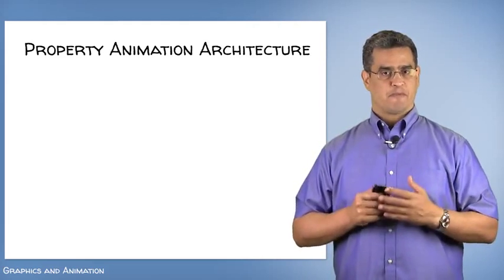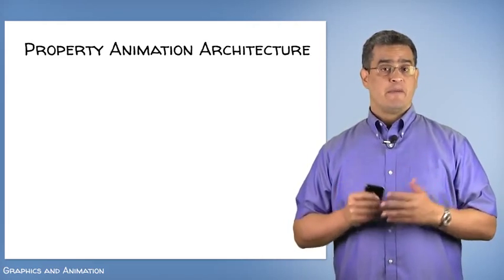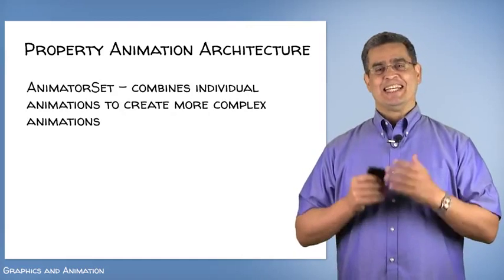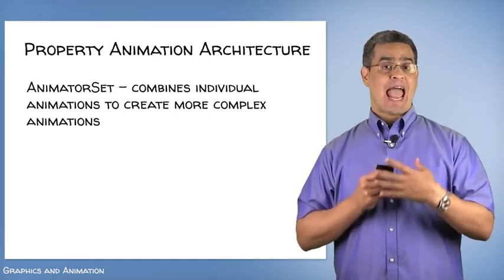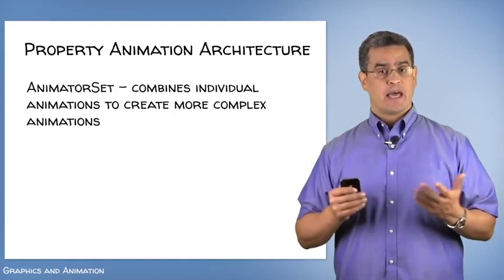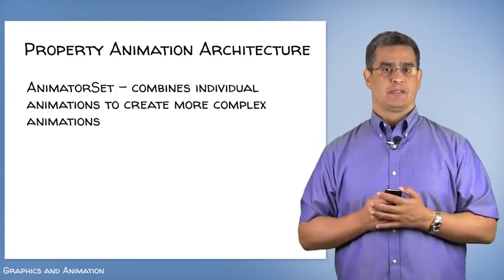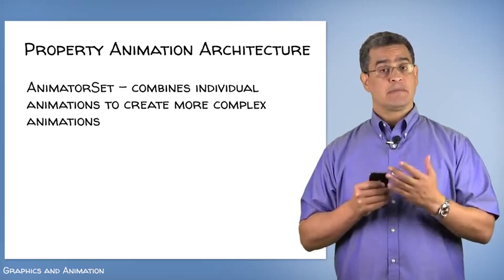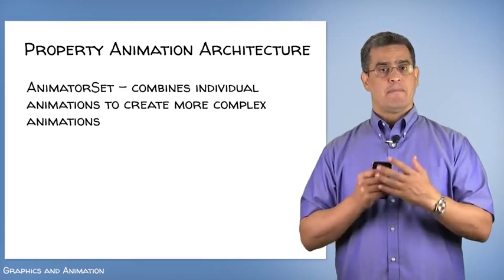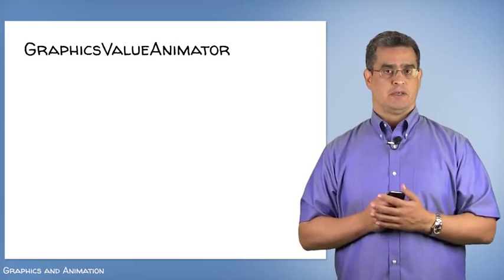The last piece of property animation is the AnimatorSet class. This class allows you to combine animator objects, like the value animator we just discussed, into more complex animations. So let's look at some example applications that make use of property animation.